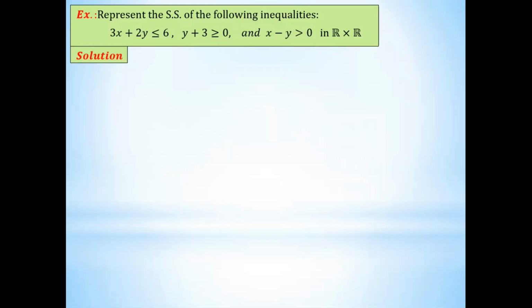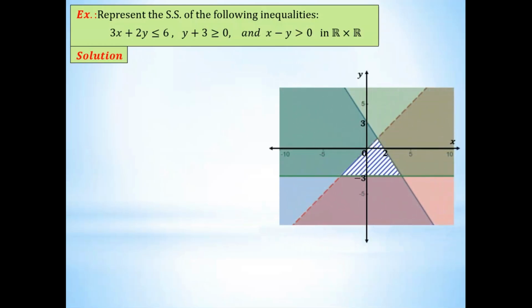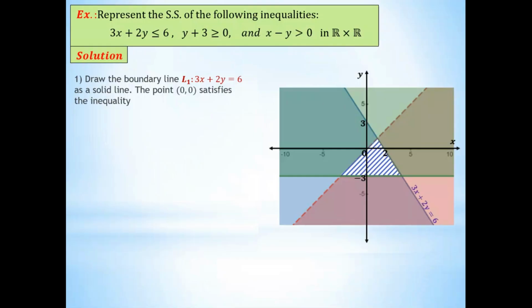Okay, now here's a graph for all, and I'll show you the solution step by step. First the line 3x plus 2y equals 6, that is the line. Clear? It passes through (0, 3) and (2, 0). These are the 2 points of the line. But what about the solution set? Left or right? Containing the origin or not? Oh yes, containing the origin, because 0 plus 0 less than 6, yes, correct. So the left of the line.